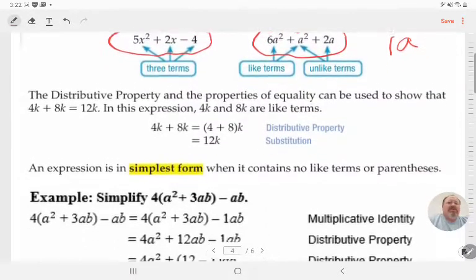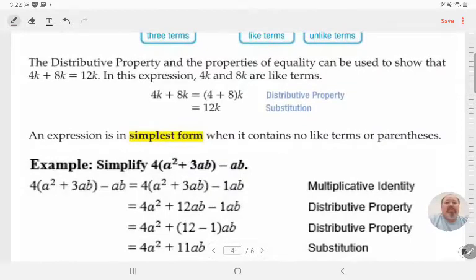All right, so for example, if we had 4k plus 8k would equal 12k. And we know that because 4k and 8k are like terms. They have the same variable with the same power, same exponent. So all we have to do is add the coefficients, 4 plus 8, and keep the variable k. And that would be 12k.